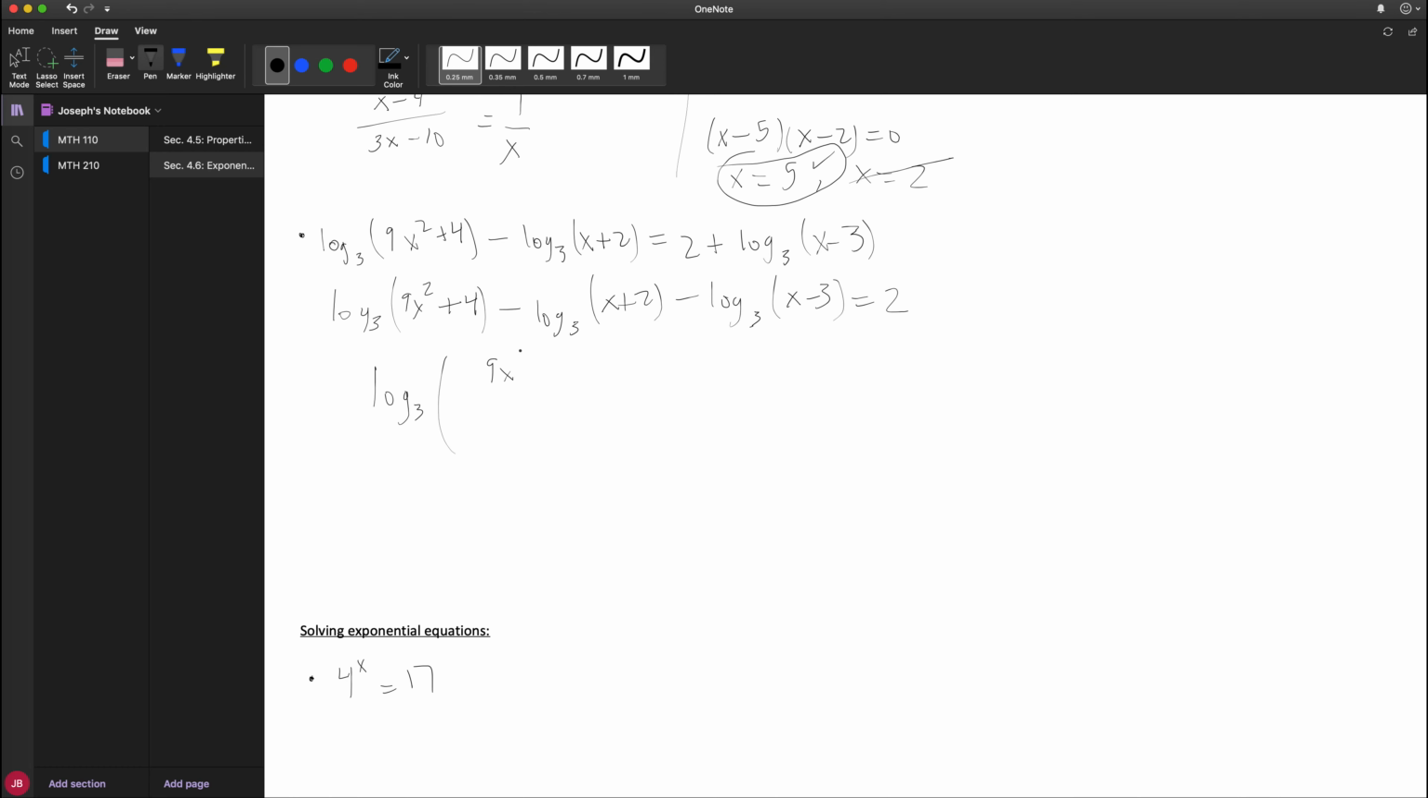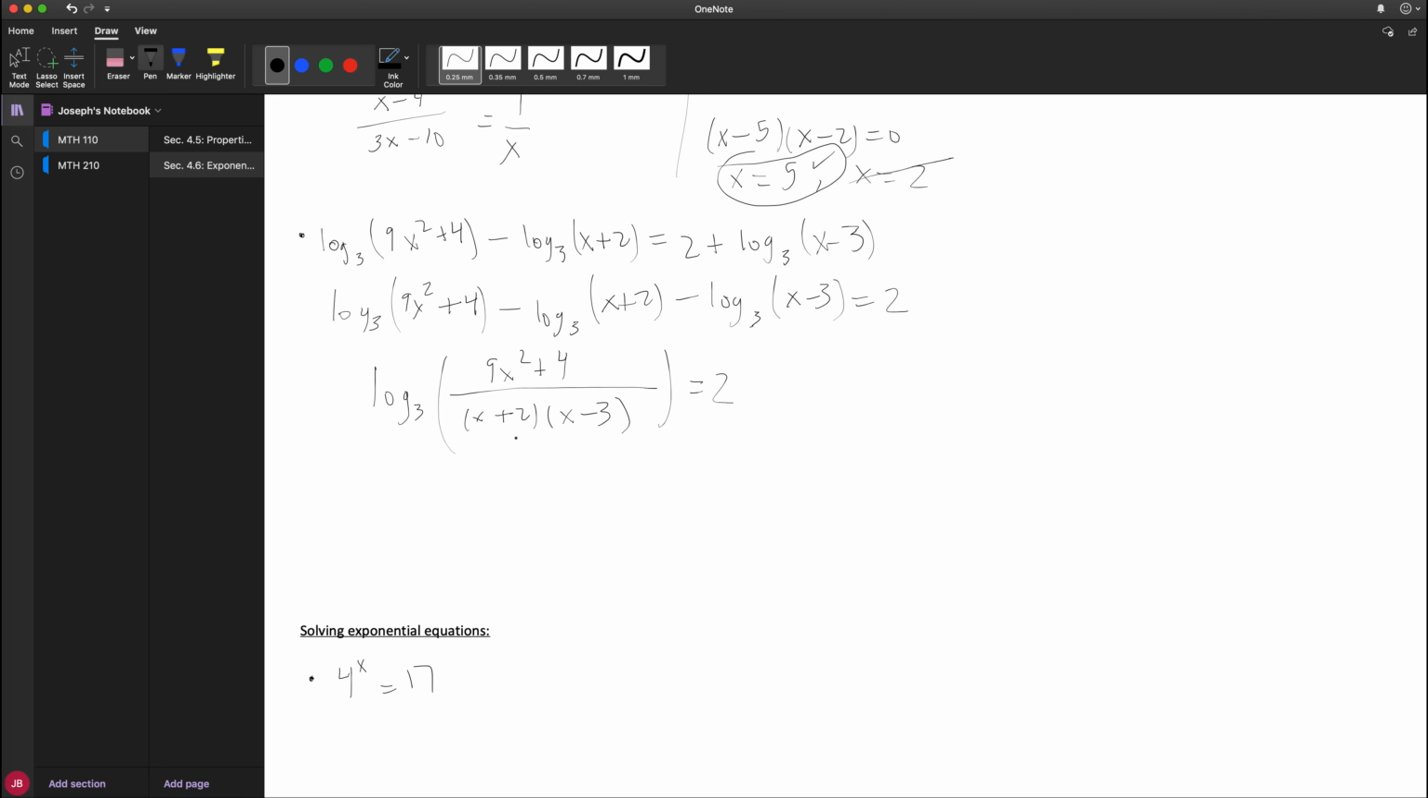Anything with a quote-unquote plus in front goes in the numerator. So this factor 9x squared plus 4 goes in the numerator. Now these two factors have minuses, so they'll be in the denominator. So we get (x plus 2)(x minus 3) in the denominator. Because these get multiplied in the denominator, I'm using parentheses here. We're just using our properties to recombine logarithms into this single logarithm.